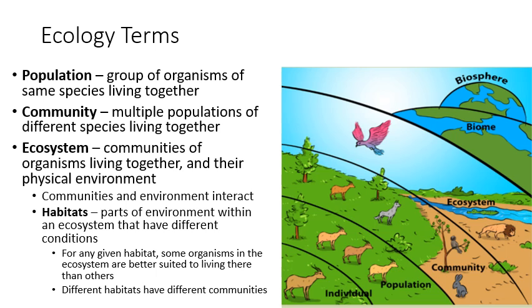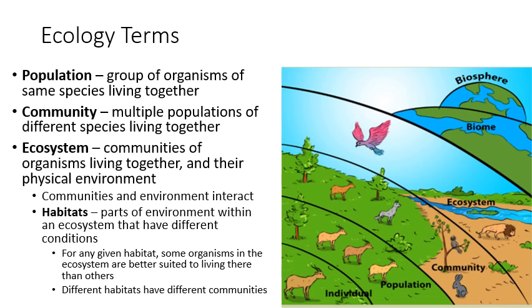So before we get started talking about microbes specifically, we'll just talk about some general basics of ecology, starting with some terms. Our first term is a population. A population is a group of organisms that all belong to the same species that live together in the same place at the same time.